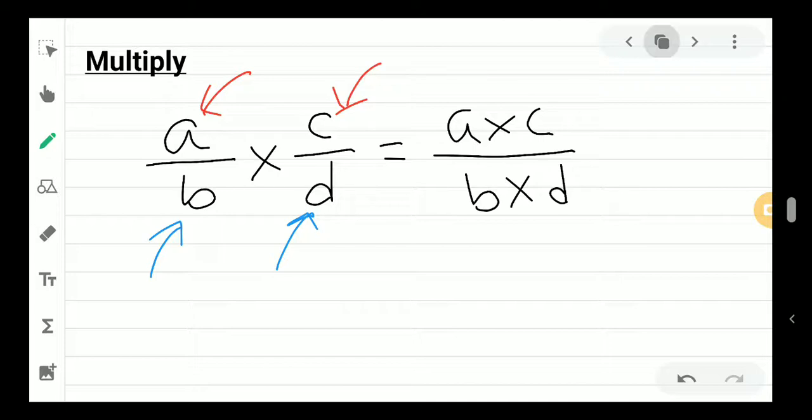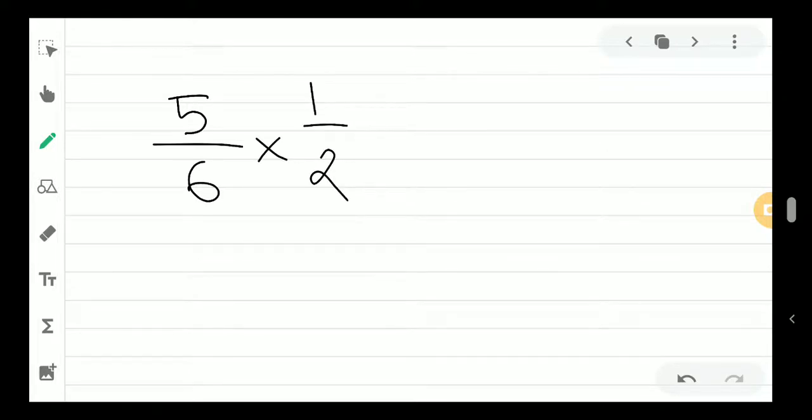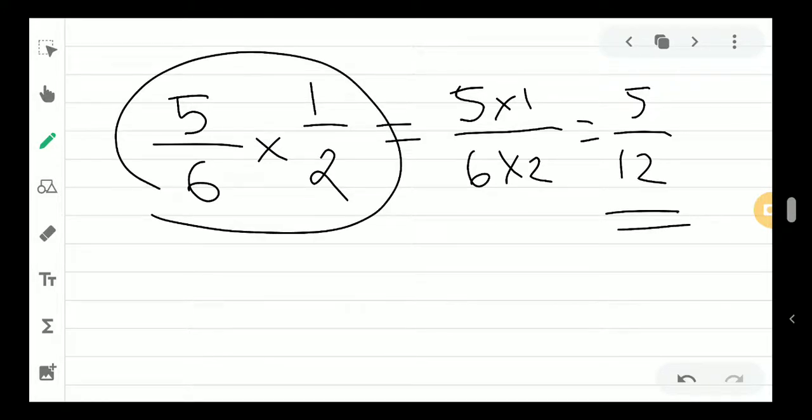Okay, now we'll show you one more. Now this time we will discuss with numbers. Let us say we have 5 by 6 and 1 by 2, and we are going to multiply these. So as I told you, the basic thing is to multiply the numerators. So 5 into 1, and in the denominator 6 into 2. So our answer will be what? 5 by 12. So the multiplication of these two fractions gives the result, or the product, 5 by 12.